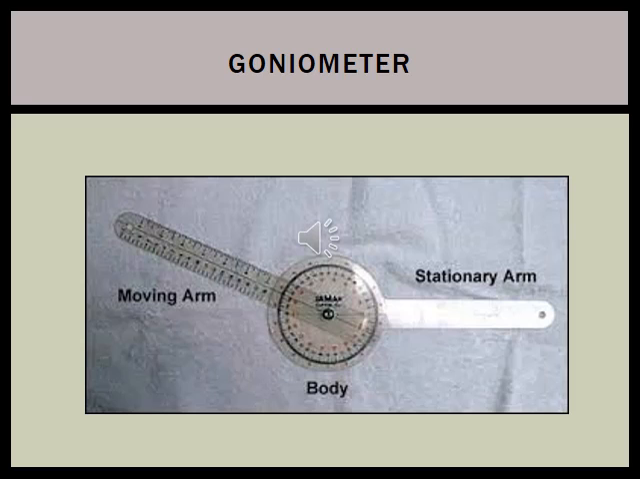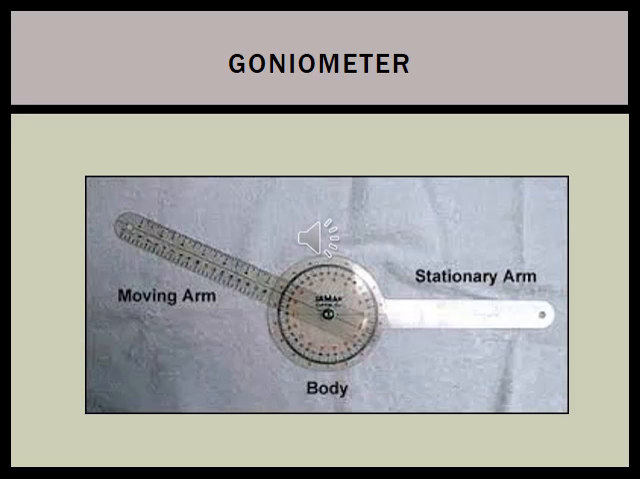A goniometer is used to measure flexibility of specific joints. The goniometer has a moving arm, which will have the numbers on the side. The body is a central circle, and the stationary arm is the arm that does not have any information on it. We will place the body next to a joint, such as the shoulder, and then you can move the arm upwards or backwards and measure the degree angles of that specific joint.